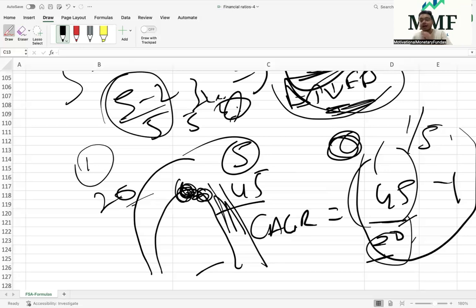Even after the correction, they again bounced back and reached closer to all time high. Not all time high, but closer to all time high. The price to earning again became very high. They almost reached that bubble territory. The PE reached the same level as it was in September 24, right?